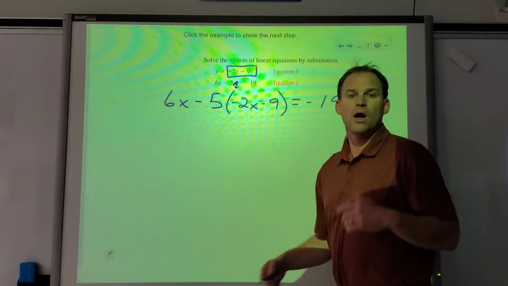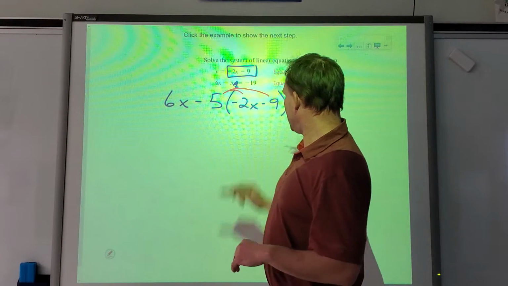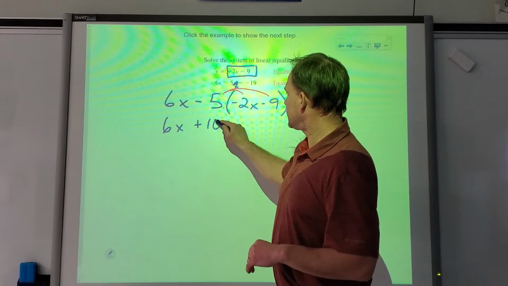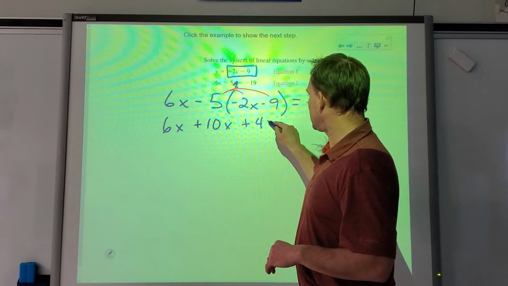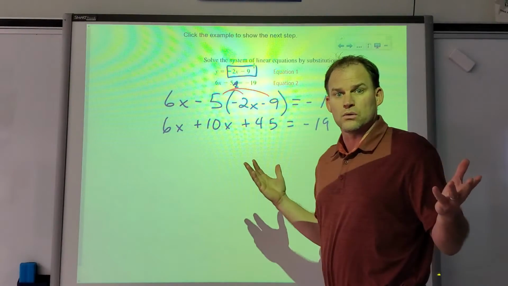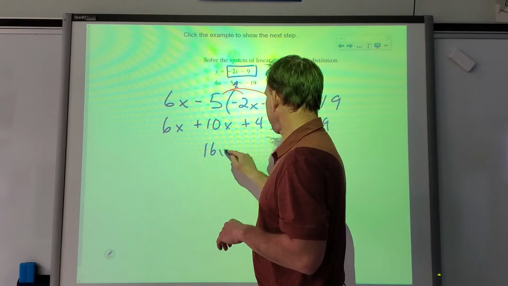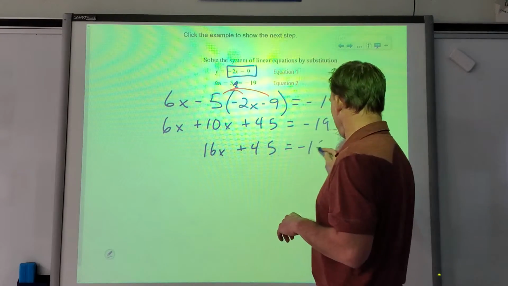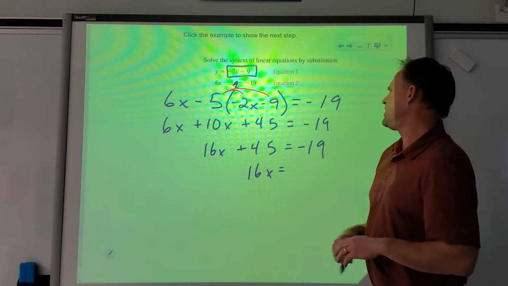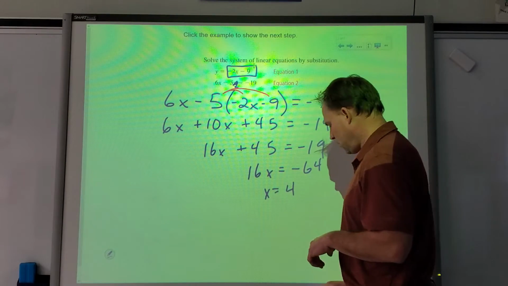Now, it's a simple matter of algebra. Solve the equation. I see a number in front of parentheses, so I need to distribute. So I've got 6x. Watch your signs here. That's 10x. Watch your signs. That's positive 45 equals negative 19. Algebra skills. I've got like terms. Combine like terms. Subtract 45. Negative 19 minus 45, I believe that comes out to be negative 64. Divide: x is negative 4.